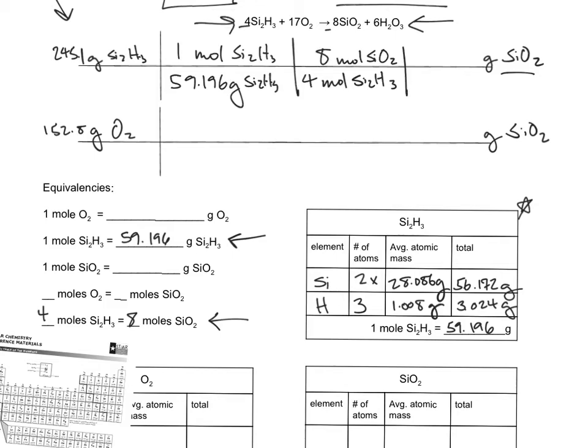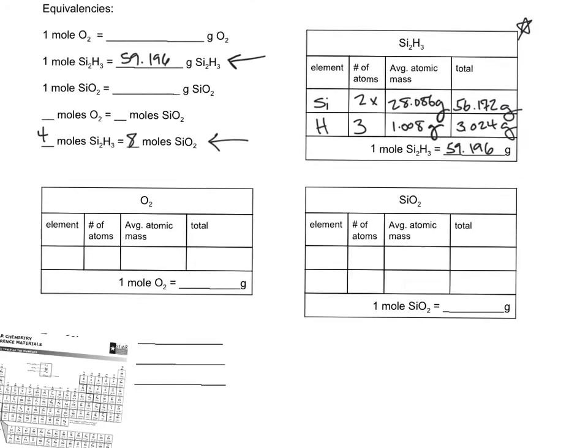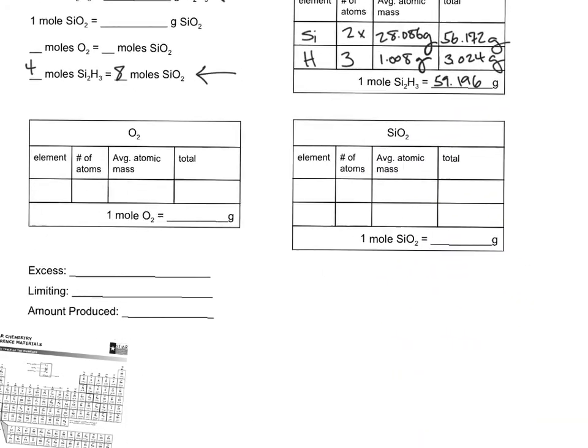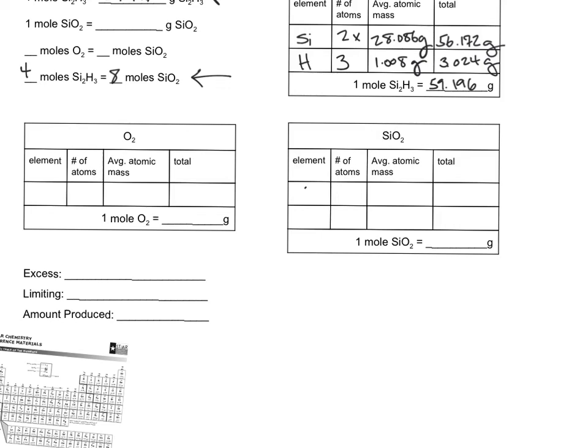And now our last step will be to go to grams. For that, we'll need the molar mass chart for SiO2. SiO2 is Si and O, 1 silicon, 2 oxygen. Silicon, we already said, is 28.086 grams. Oxygen is 15.999 grams. Multiply it out to get 28.086 grams and that is 31.998 grams.